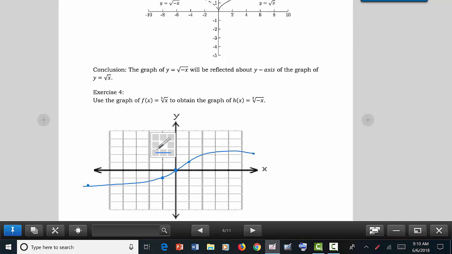Now here, if you multiply the input by a negative sign, then it will flip over the y-axis. So the lower part of the graph will be like this, and then the upper part will be like that. So that will be a flip over the y-axis.